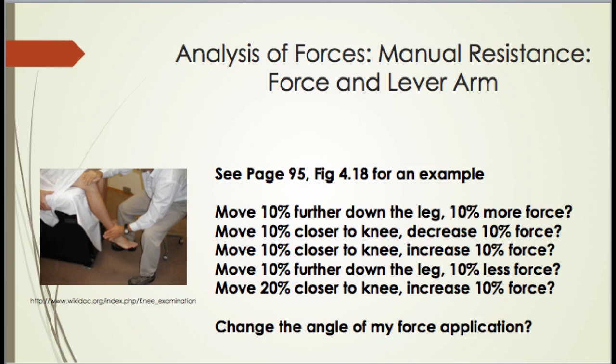If instead of being at 20 degrees off of the axis, off of the 90-degree axis towards the floor, let's say he was 20 degrees off the axis towards the knee, it would be the same. It would require more force by the examiner than the person is actually exerting.